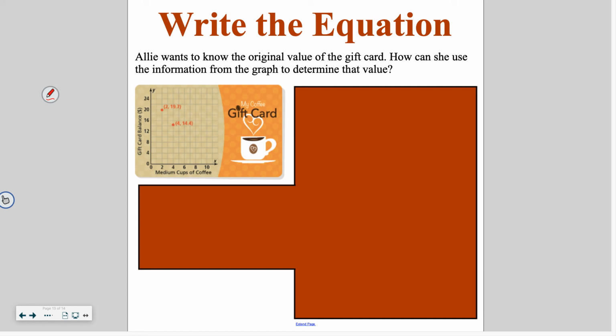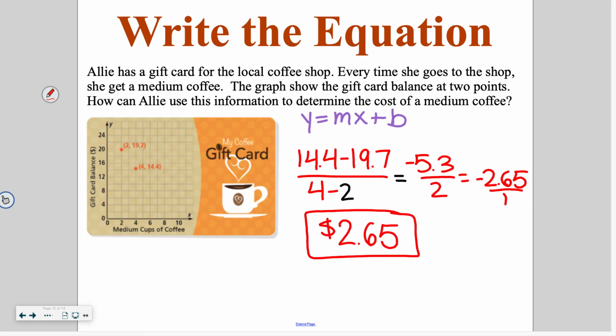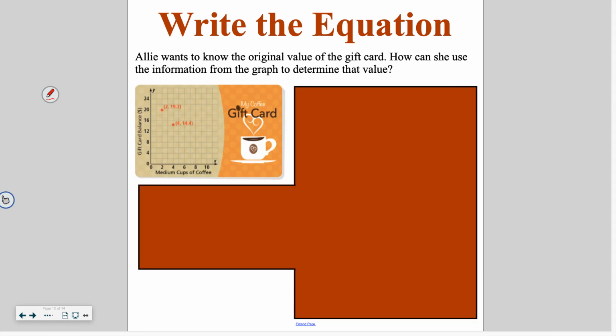Now Allie wants to know the original value of the gift card. So if we go back, the slope stood for our change, or the cost of a coffee. The original value of the gift card, or the original value in any problem, is going to be found in that y-intercept. How can she use this information to determine the value? Well, we figured out that the slope was negative 2.65, so go ahead and use that information to solve this on your own and find the b value.